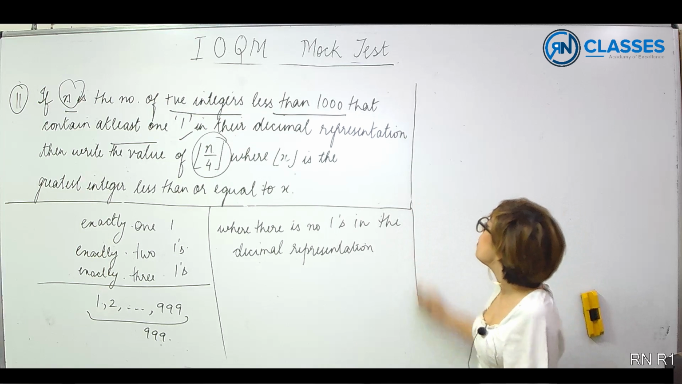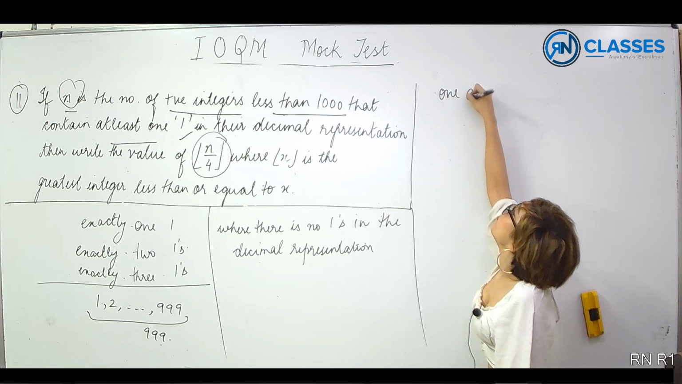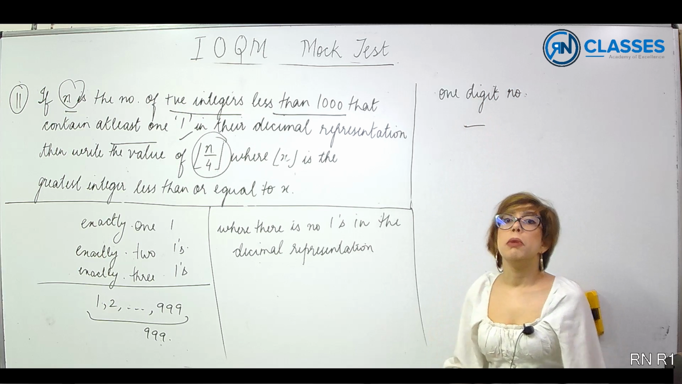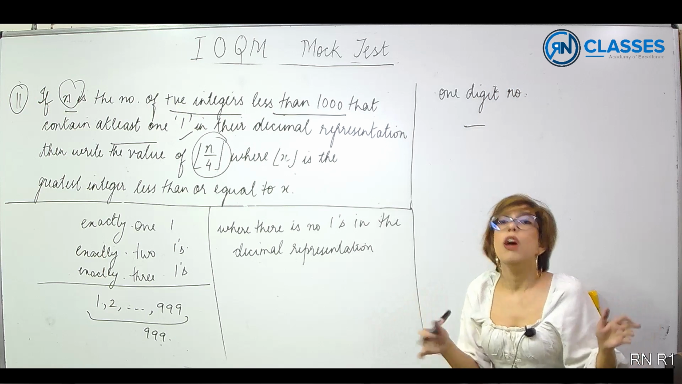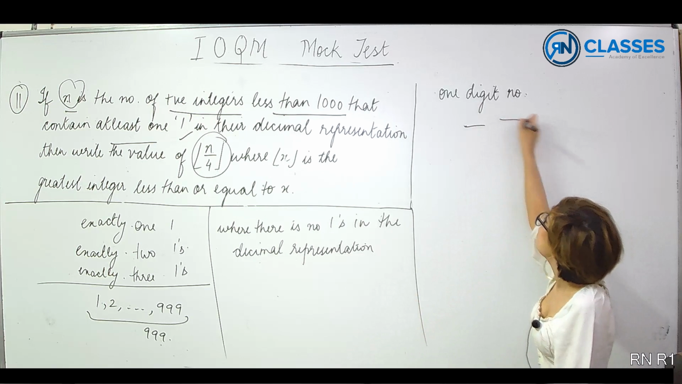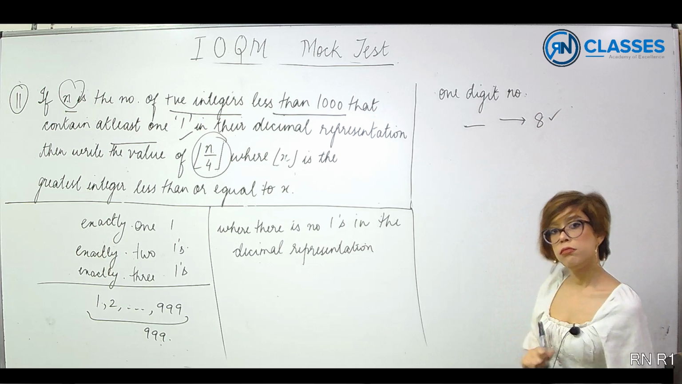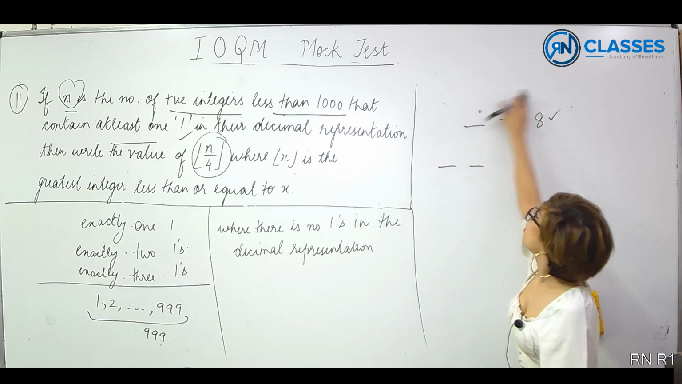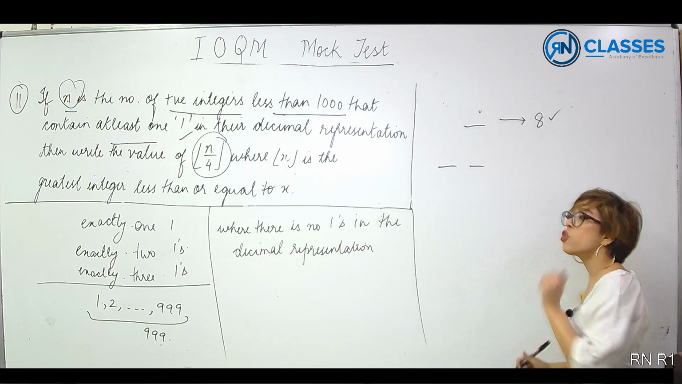First of all, let me consider the 1-digit numbers. 0, obviously not. 1, obviously not. 2, 3, and so on till 9. So that means I will have 8 numbers. Now the 2-digit numbers. Mind it, 1 should not be there.